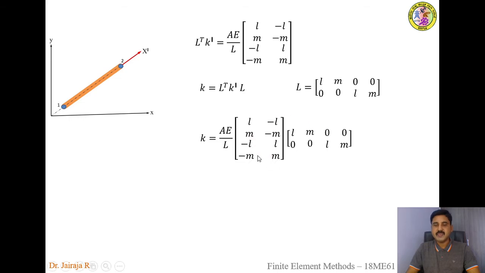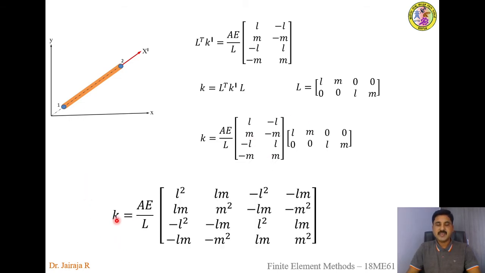If I multiply these, the stiffness matrix for truss element in global coordinate can be written like this: K is equal to AE divided by L times a square bracket. These are the direction cosine terms: l square, lm, minus l square, minus lm; lm, m square, minus lm, minus m square; minus l square, minus lm, l square, lm; minus lm, minus m square, lm, m square. So we need to remember this stiffness matrix for truss element in global coordinate for solving the truss problems.